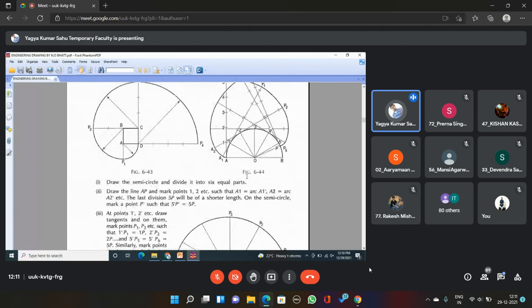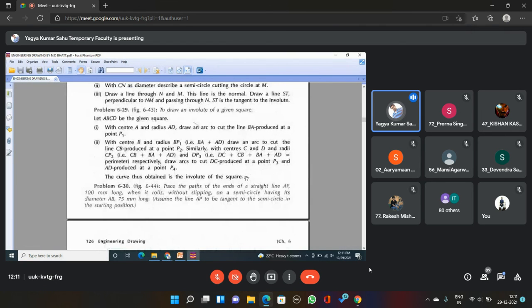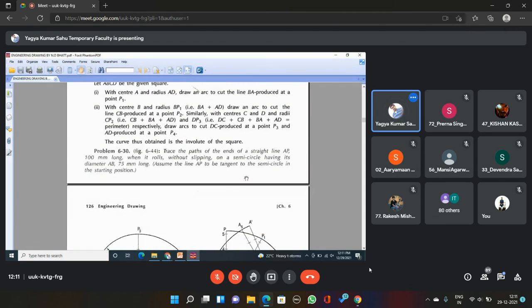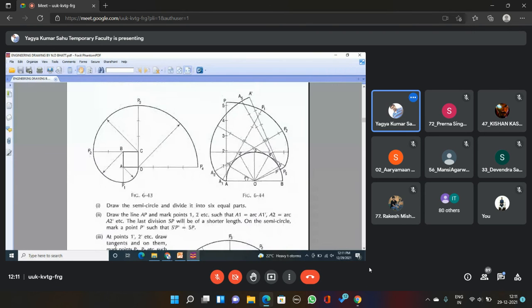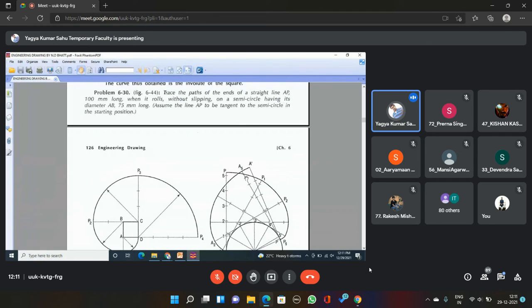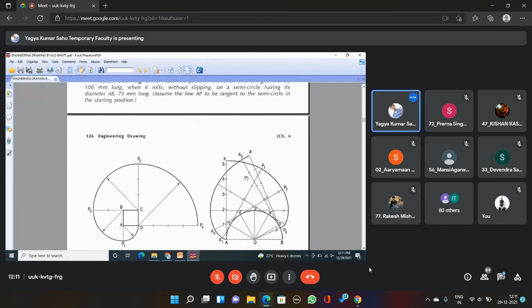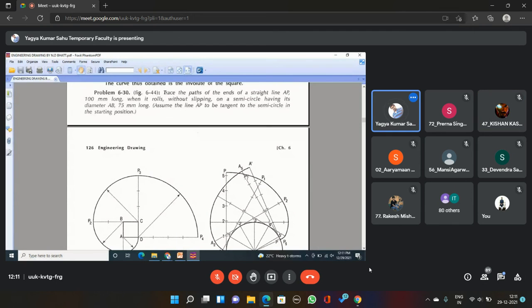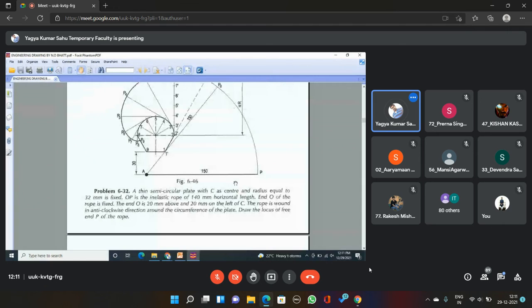I am showing you this one, figure number 6.64. The question is: trace the path of the end of a straight line AP, 100 mm long, when it rolls without slipping on a semicircle having its diameter AB 75 mm long. Easy. So try this. Now tangent normal completed.